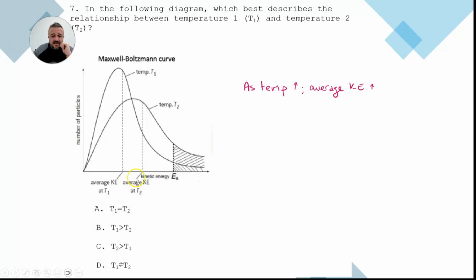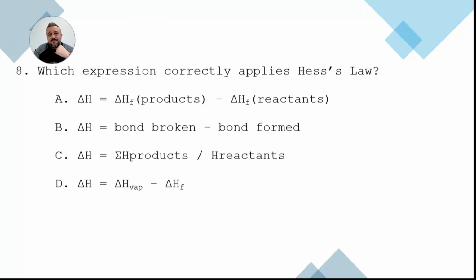Like you see, this axis here is kinetic energy. So the average is further along. So that means temperature 1 is cooler than temperature 2. Therefore, T2 is greater than T1. And the answer is C.